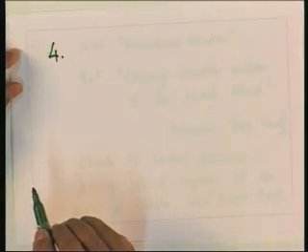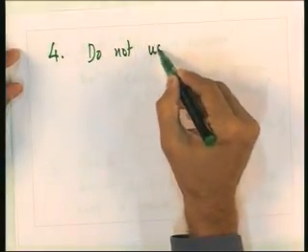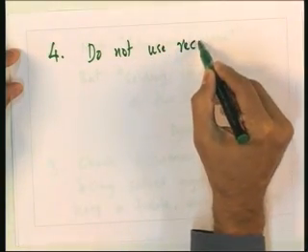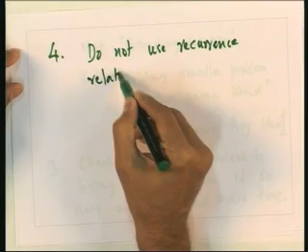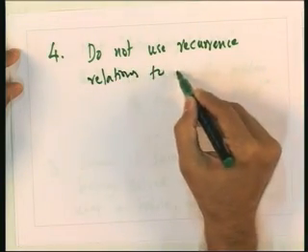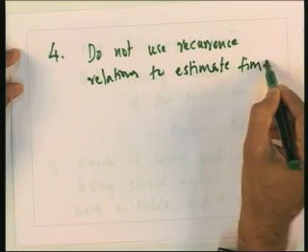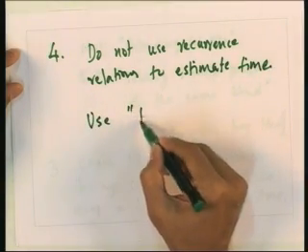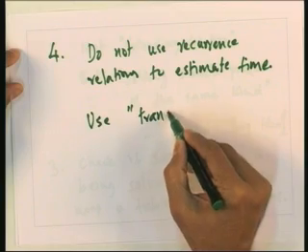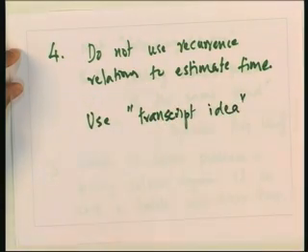The fourth idea says that do not use recurrence relations to estimate time, but instead use this transcript idea. So these are the important ideas.